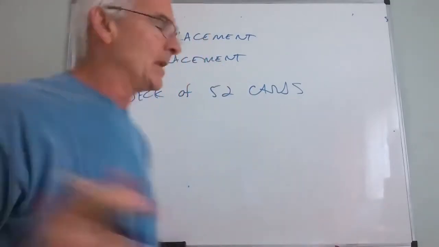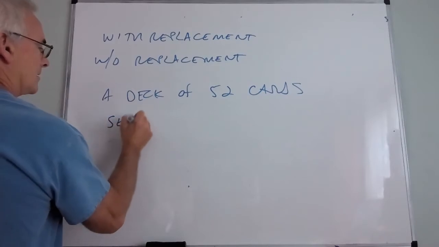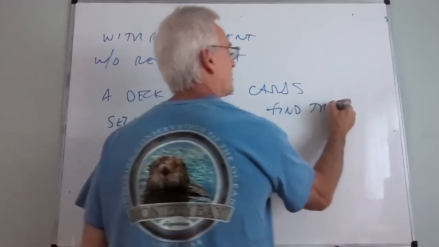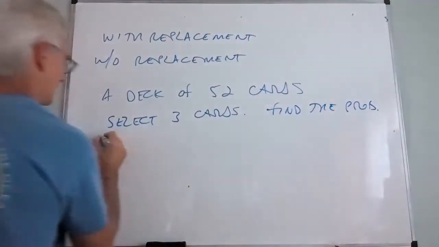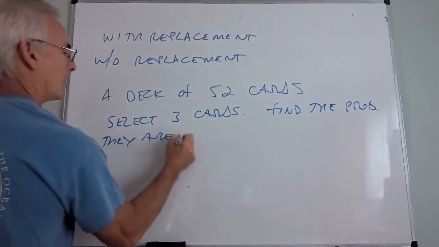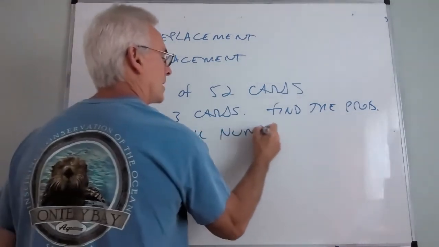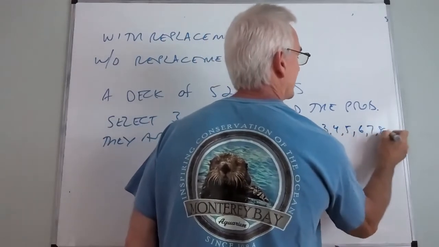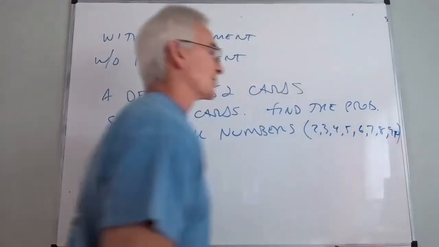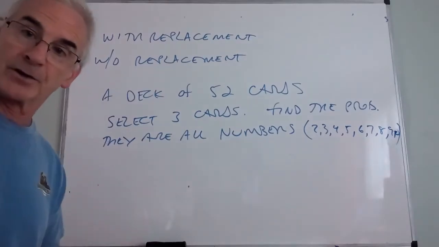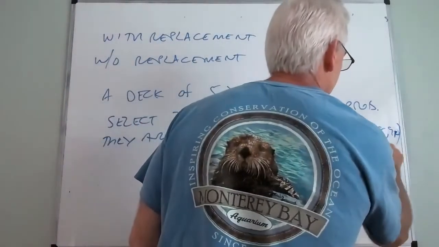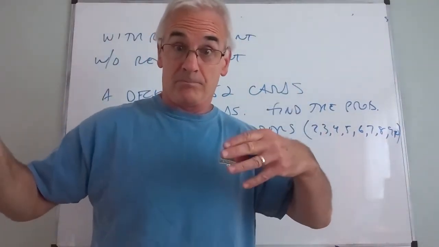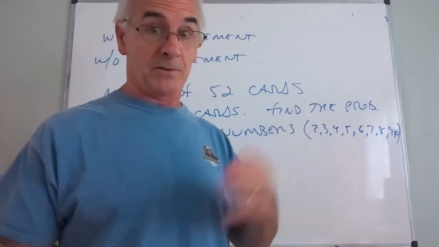So let's just say I'm going to select 3 cards. I want to find the probability they are all numbers. The numbers would be 2, 3, 4, 5, 6, 7, 8, 9, or 10. Those are the numbered cards. Then ace, jack, queen, king are the other cards. So let's see, 1, 2, 3, 4, 5, 6, 7, 8, 9 numbers. Now there's also suits, right? Everybody understand there's suits: spades, diamonds, hearts, clubs.